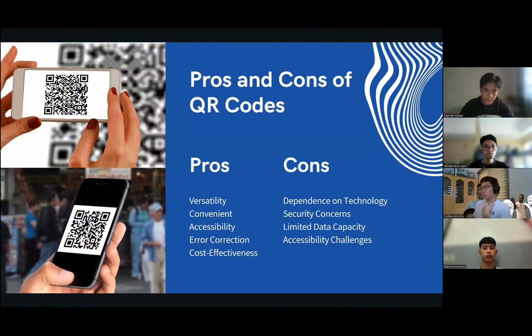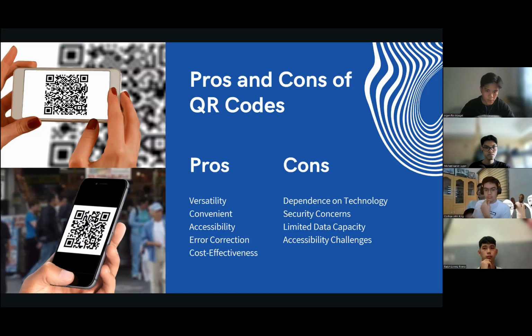Next, accessibility. Printing QR codes can be done in a variety of materials, such as paper, plastic, cloth, and even food products. This allows them to be used for a variety of purposes and environments, including event tickets, product packaging, and signage.